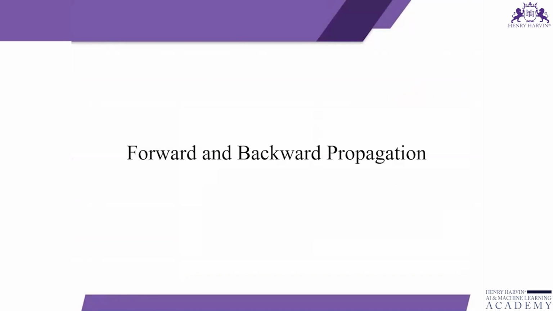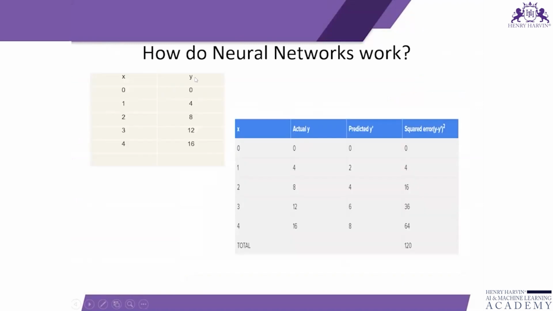In this video, let us discuss forward and backward propagation. So I have taken a data set. Here I have given values for X and Y. The X values are 0, 1, 2, 3, and 4, and the Y values are 0, 4, 8, 12, 16. What do you infer from this data?